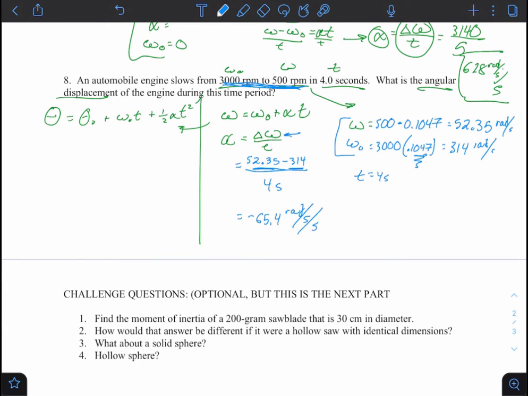And now that we have acceleration, all of the equations are fair game, but I'm still going with this one. And I'm actually going to bring this to this side. Theta minus theta naught equals omega naught t plus 1/2 alpha t squared, because they asked us to solve for the angular displacement. And final minus initial is the change in, or the displacement.